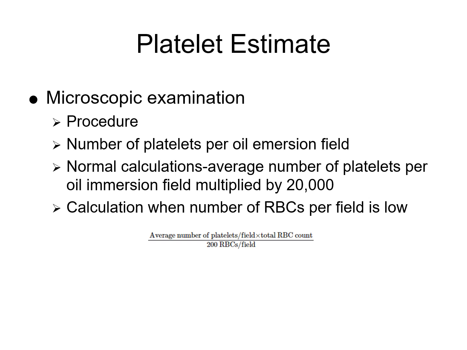The calculation is a normal calculation: the estimated platelet count is calculated by multiplying the average number of platelets per oil immersion field by 20,000. This provides an approximate platelet count per microliter of blood, and then you can compare that to what the analyzer gave for a platelet count just to verify that everything is where it should be.